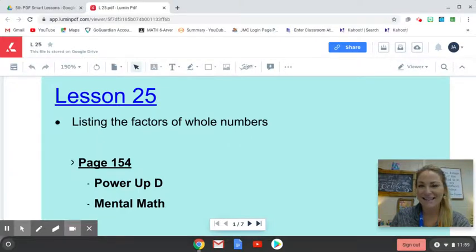Hi, this lesson is lesson 25 and it's listing the factors of whole numbers. Doing this work is going to be really important as we move forward in our work with fractions. Understanding factors and how those play into fractions and combining fractions and things like that, it's really going to be a foundational part of your mathematical understanding as you move forward. So this is really, really important work.